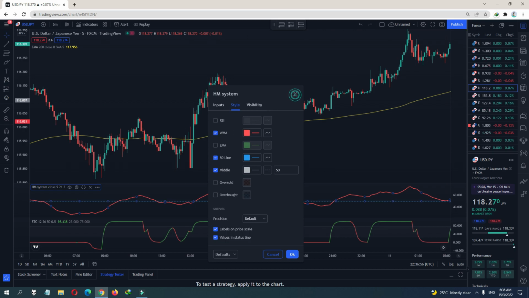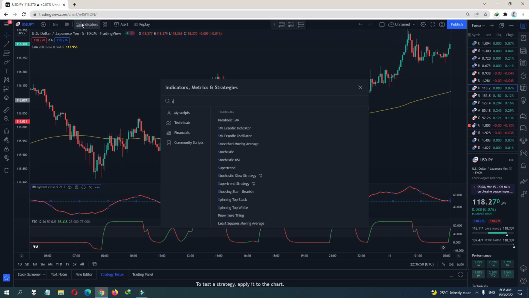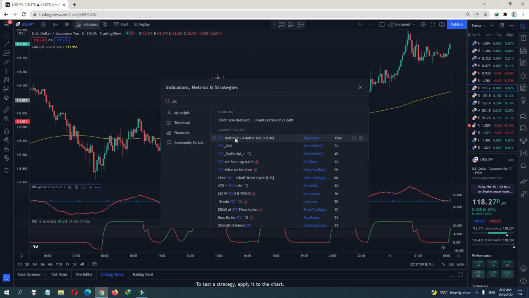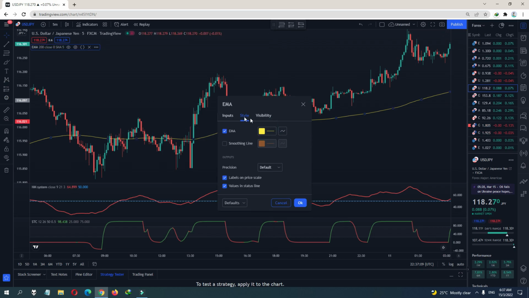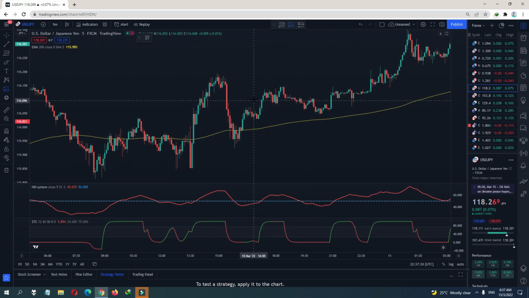Then you need the STC indicator. It's this one, STC indicator better than MACD. I use default settings as well, and then you need a 200 EMA. Okay, 200 EMA. So for buy, you want the WMA to be below the 50 line.